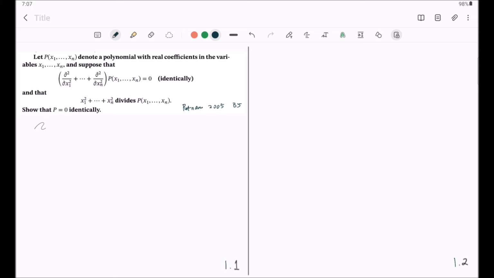And now let me present the solution due to Richard Stanley. For simplicity, we're going to use the following shorthand notations. Let x with an arrow denote the array x1 through xn. And let nabla with an arrow denote the array d by dx1 through d by dxn.